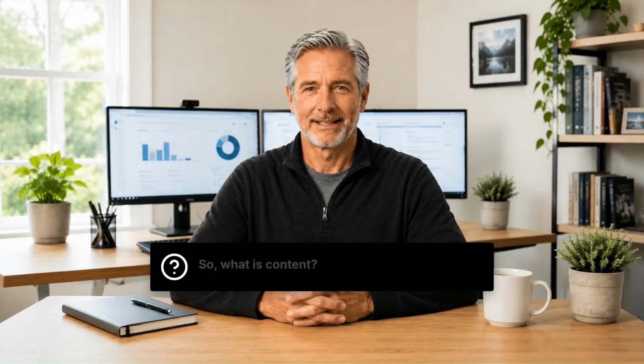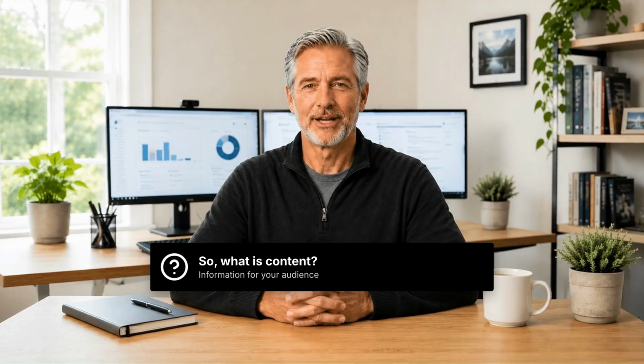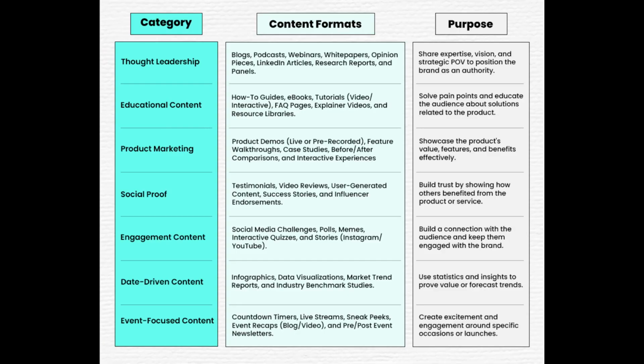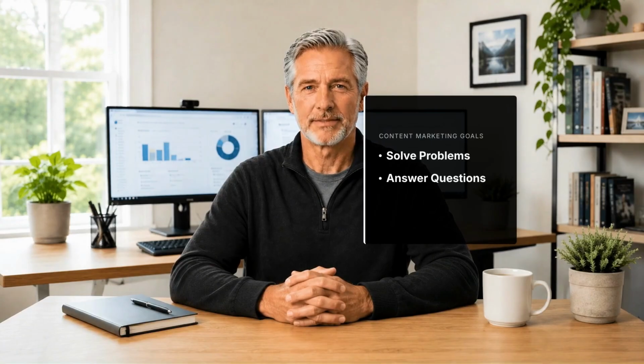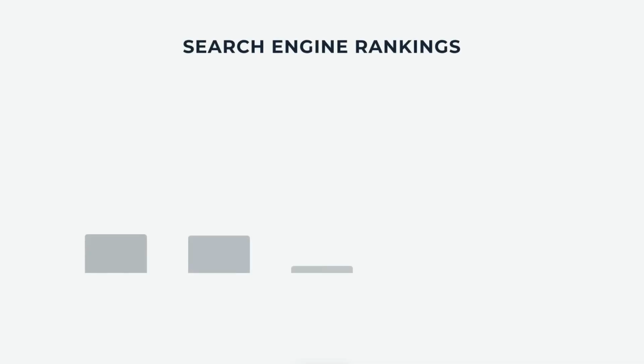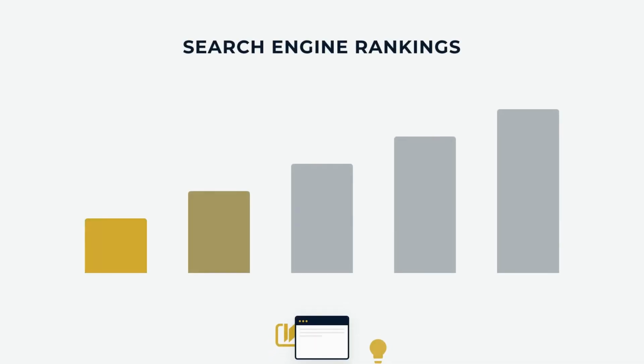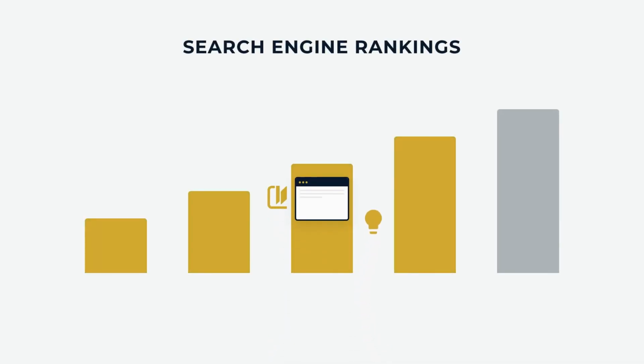So, what is content? Content is any information you create for your audience. This can include blog posts, articles, product descriptions, service pages, FAQs, videos, tutorials, checklists, and resource guides. The purpose of content marketing is simple. Provide information that helps people solve problems, answer questions, or achieve goals. When you consistently create helpful content, search engines are more likely to show your website to users.